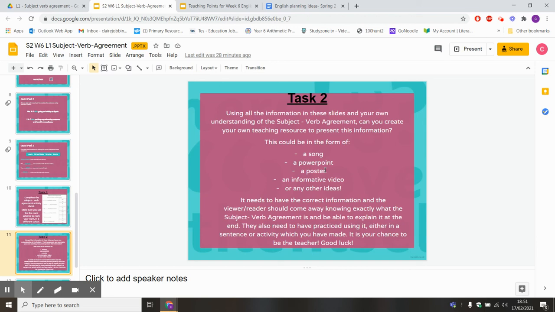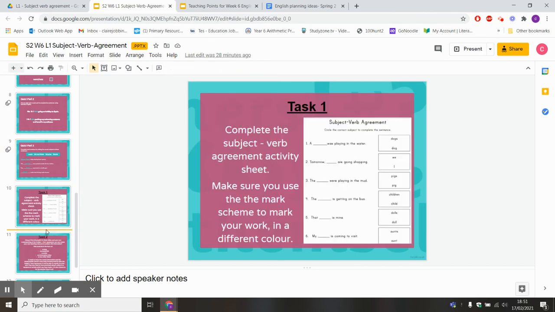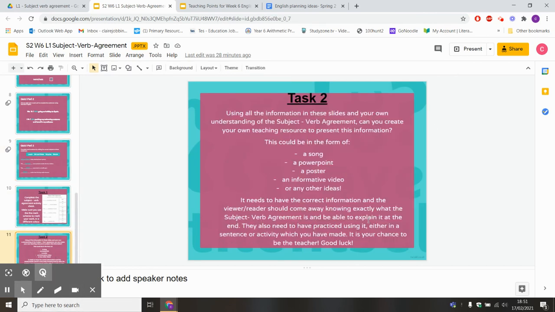They also need to have practiced, like we've done here with the quiz or with the activity sheet. You need to create your own as well, so that then they're having a go at actually putting pen to paper and realizing, do you know what, I actually know what this is. So once you've done that, please make sure that you upload it to Class Dojo so we can have a look under your English subheading.